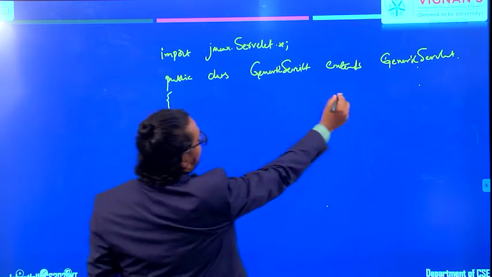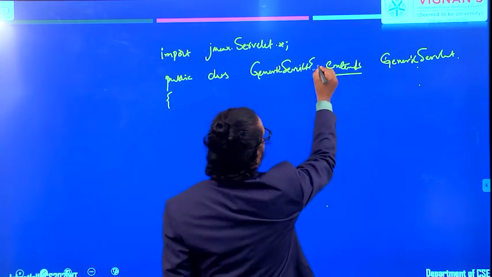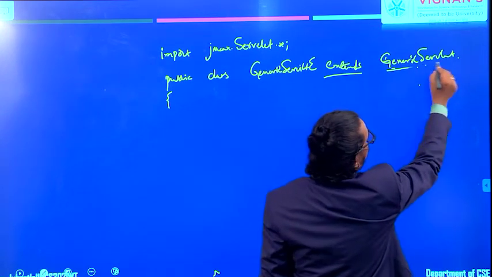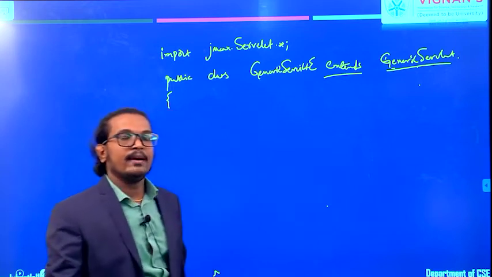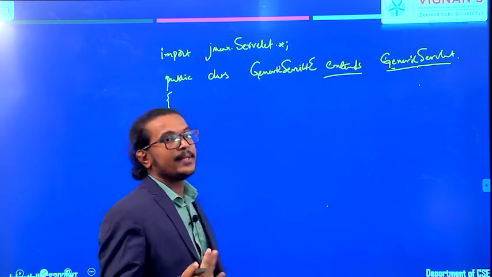Okay, so here the class extends GenericServlet. What is that extended class? Our extended class is a GenericServlet. Now what do you have to do? How many methods are we having here?